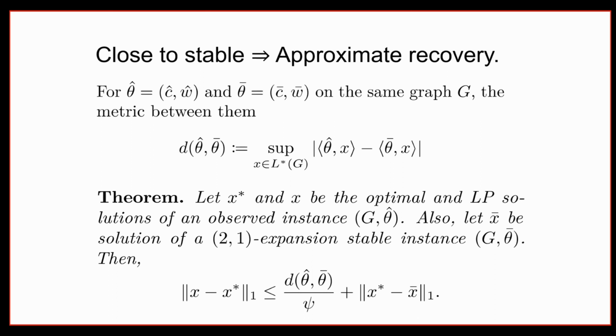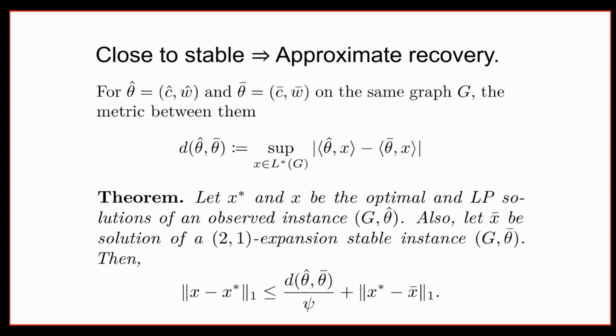So the main theorem of the paper is that if you look at any observed instance G, theta hat, and let X star and X be the optimal and the LP solutions. The optimal solution is what you get if you are able to solve it exactly, and X is the LP solution. Then the parameter you care about is the Hamming distance between X and X star. And also let X bar be the solution of a, okay, I'll not describe what expansion stable instances are, but it's basically some stable instance.